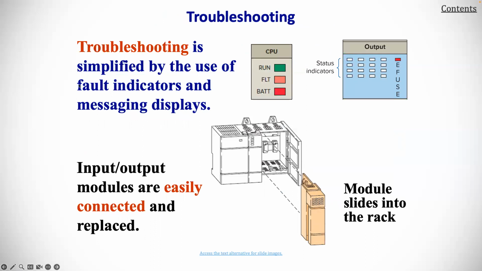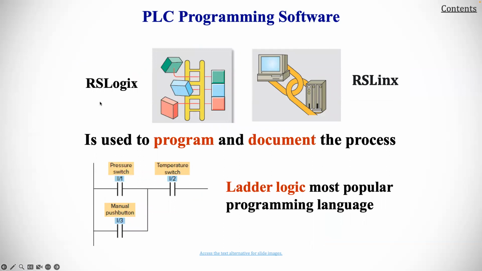Troubleshooting is simplified by the use of fault indicators and messaging displays. Input and output modules are easily connected and replaced; modules slide into the rack, so they are fairly easy to manipulate. There are a couple of programs that the textbook talks about, RSLogix and RSLinx. We're not going to be using those in this class, but it's informative. They are used to program and document the process. The ladder logic is the most popular programming language. Instead of these, since this is a fairly short course, I'm going to use some MathWorks products to give you a little bit of an idea of what it's like to do PLC programming.